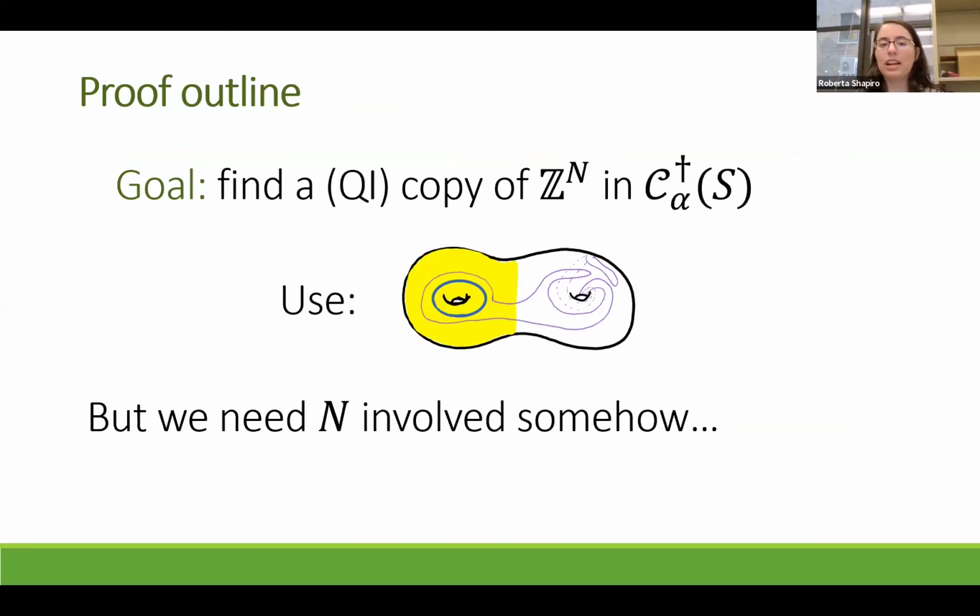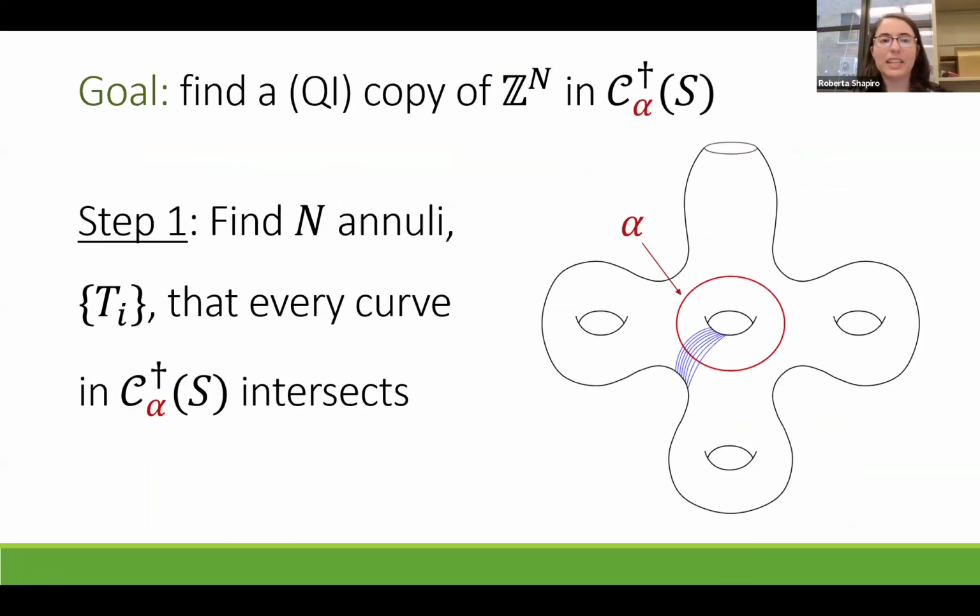So somehow, well, inescapable subsurfaces, that was mentioned somehow before, but now we want to get n involved for any n. And so the first step to our proof is going to be to find n annuli, which we're going to call T_i. And these have to be special annuli such that every curve isotopic to alpha intersects all of them. So in this case, not too hard to find.